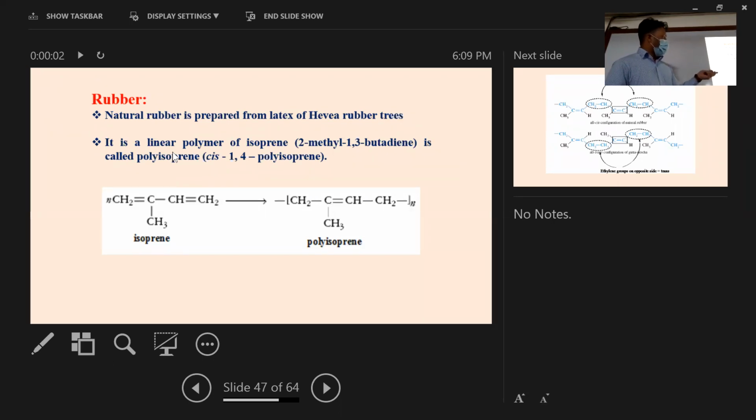So isoprene, we have these types of chemicals. That means one methyl group, and then two double bonds. That means 1, 3, then 2-methyl, 1,3-butadiene. This is 2-methyl-1,3-butadiene, our isoprene. So when many molecules of isoprene combine together, it forms polyisoprene, which is called rubber.